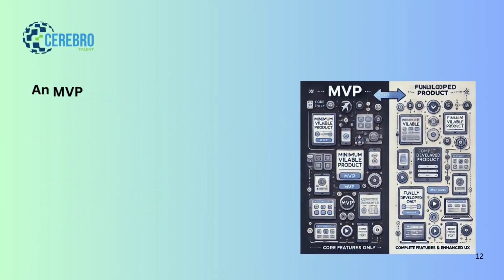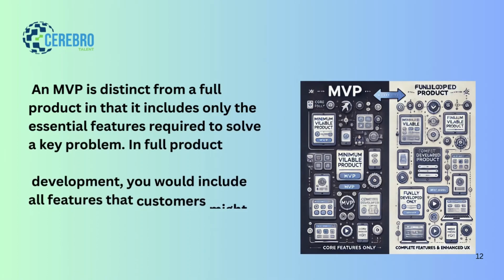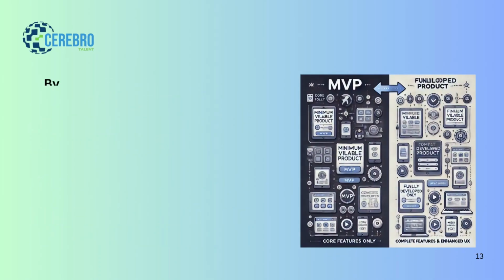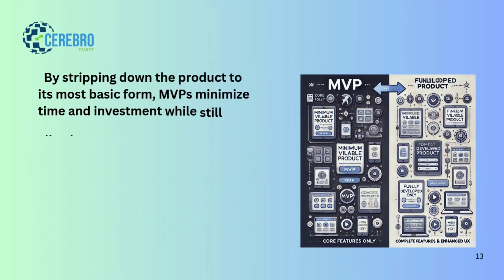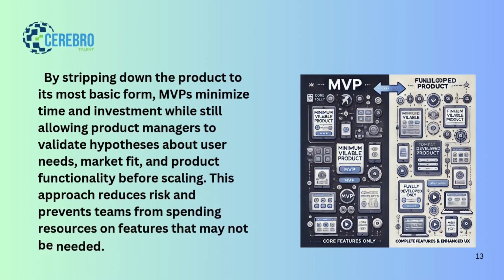An MVP is distinct from a full product in that it includes only the essential features required to solve a key problem. In full product development, you would include all features that customers might desire, while an MVP focuses only on the core value proposition. By stripping down the product to its most basic form, MVPs minimize time and investment while still allowing product managers to validate hypotheses about user needs, market fit, and product functionality before scaling. This approach reduces risk and prevents teams from spending resources on features that may not be needed.